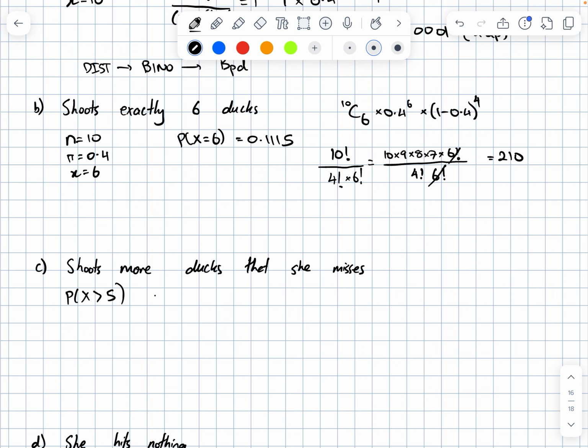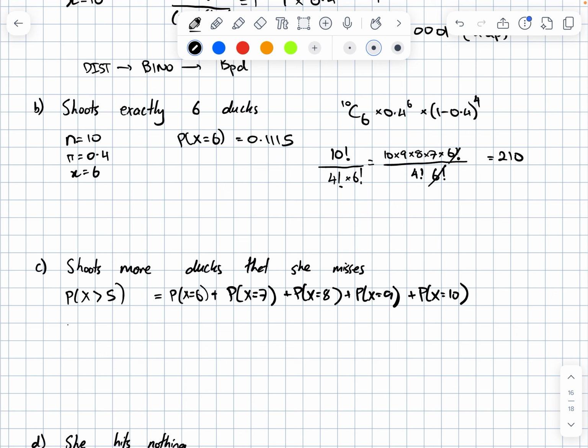Now there's a lot of different ways that you can do this question. Because we know that there are 10 ducks total, we could work out individually the probability that x equals 6, and then add on the probability that x equals 7, add on the probability that x equals 8, x equals 9, and x equals 10. Now that is quite a lot of work. I'd rather not do that.